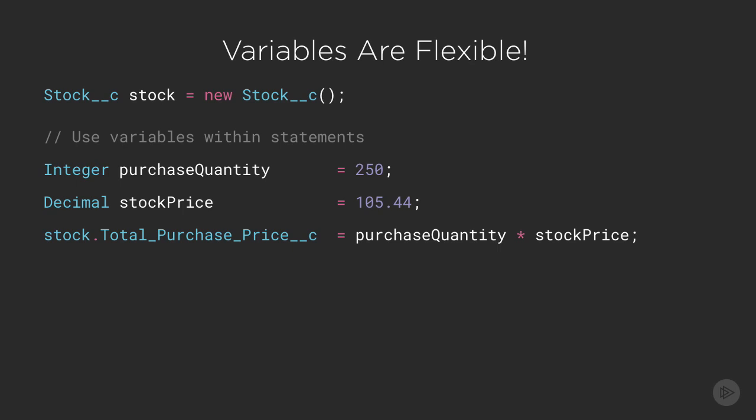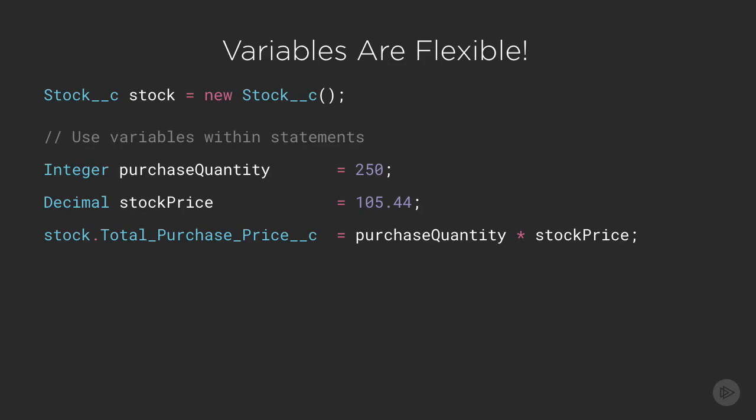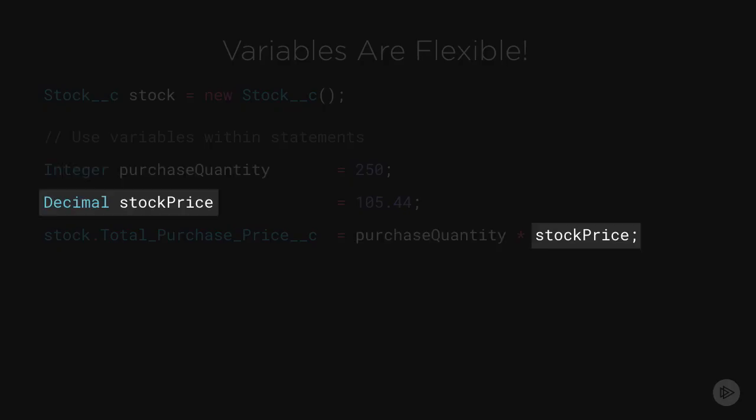Next, notice how we calculate the total purchase price. I'm multiplying 2 variables by each other, purchase quantity and stock price. Yes, we can use multiple variables in one code statement like this. Another thing to notice, we're multiplying an integer by a decimal.